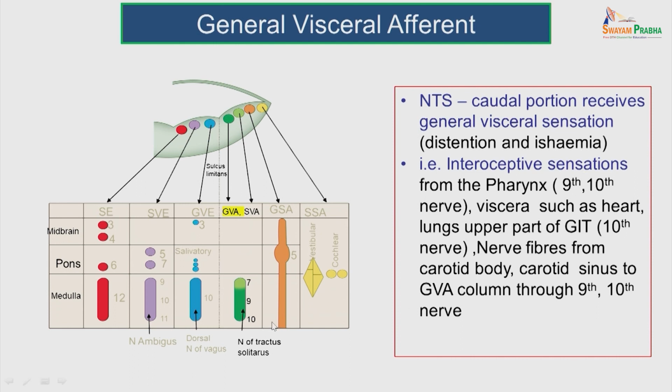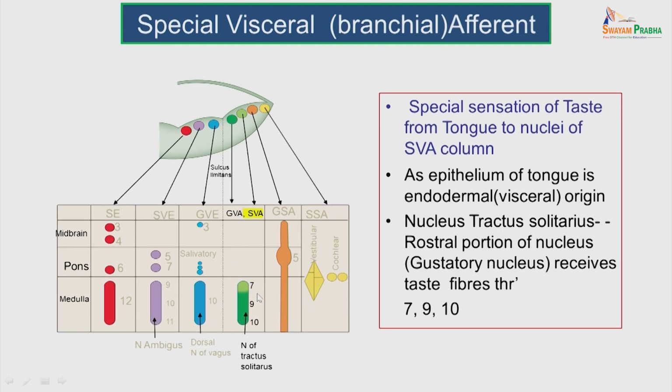Then the nerve fibers from the carotid body and carotid sinus reach the general visceral afferent column through the 9th and the 10th nerve. That is the nucleus of tractus solitarius, which is present in the medulla, for the 7th, 9th and the 10th nerve. This is the general visceral afferent.